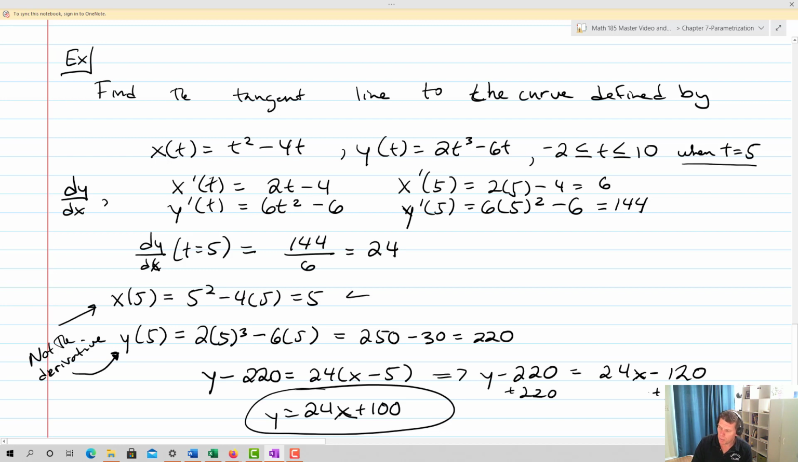Then, what I want to do is I want to go out and find what are the values for x and y at that point t, or at t equals 5. Well, that means that I've got to go back up to my original parametric equation, plug in the 5's, okay, to find those values of x at those points.